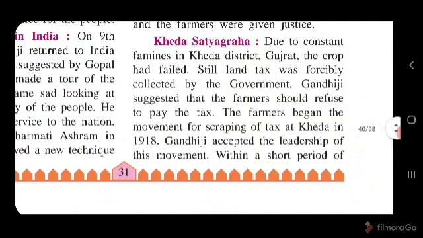In spite of continuous famines in Kheda district of Gujarat, the farmers were forced to pay land tax. In 1918, Gandhiji led Satyagraha for scrapping of the tax. And in a short period, the government suspended the tax.